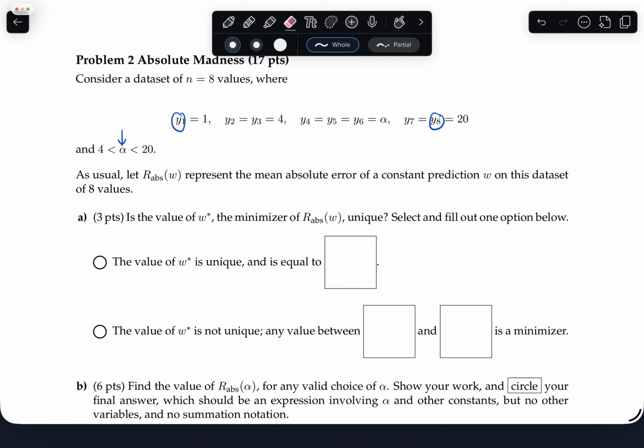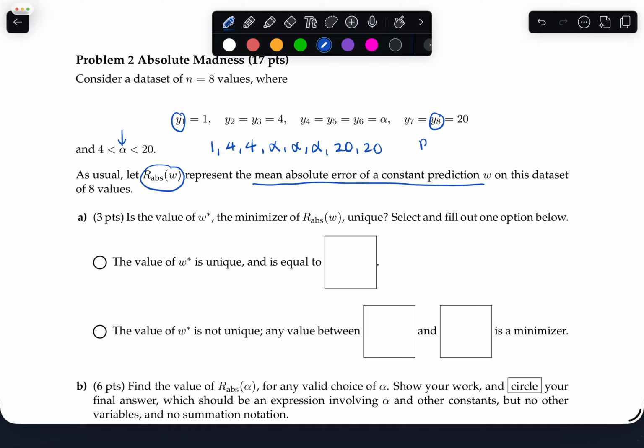So we can write out this data set off the bat. The first term is 1, the second and third are both 4, the fourth through sixth are alpha, and the seventh and eighth are both 20. And we can also define our absolute error function R_abs(W) as 1 over 8, for n equals 8 data points, times the sum from i equals 1 to 8 of the absolute value of yi minus W. And to reiterate, this is the mean absolute error of predicting a constant value W.